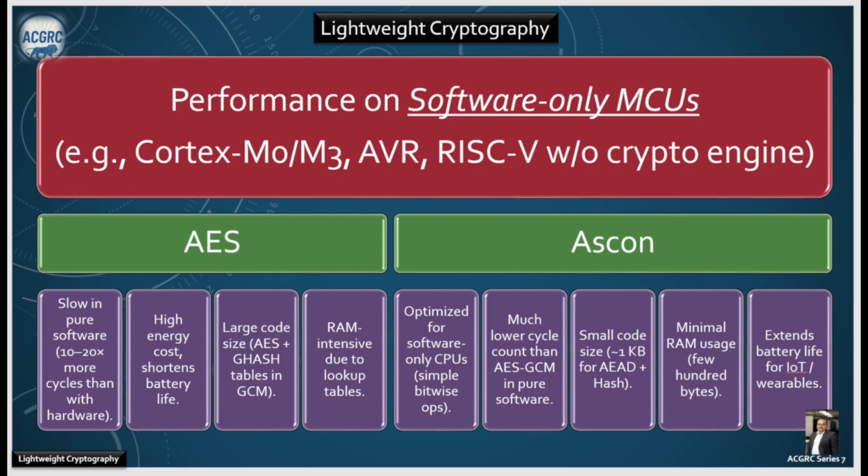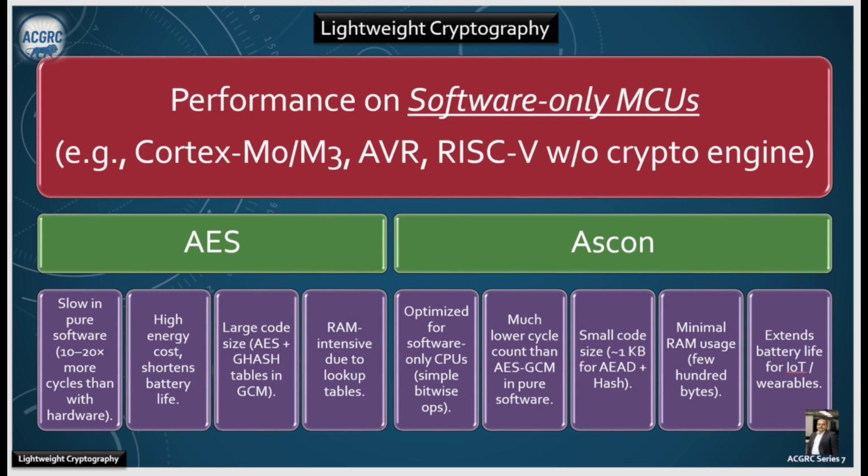From a performance perspective, AES is slow when it is pure software. It has a high energy cost and shortened battery life. Do note this is software-only MCUs. AES is slow, requires high energy cost, and its battery life is low. It requires a large code size. It is RAM intensive due to lookup tables that are required for AES.